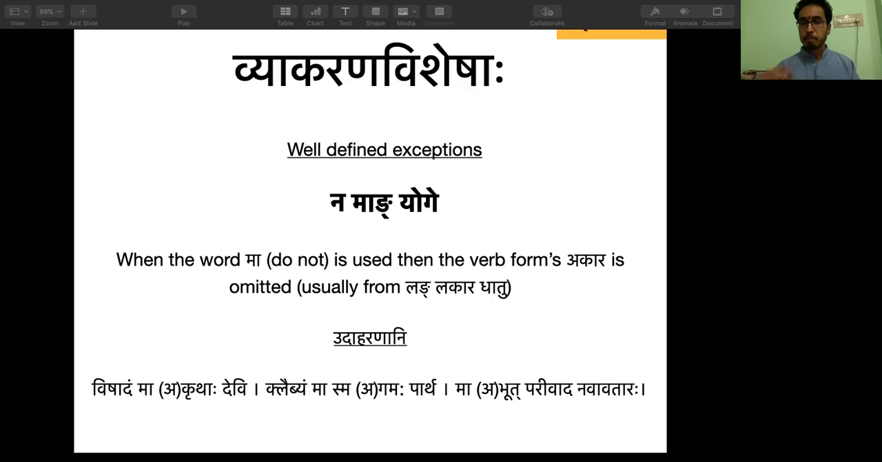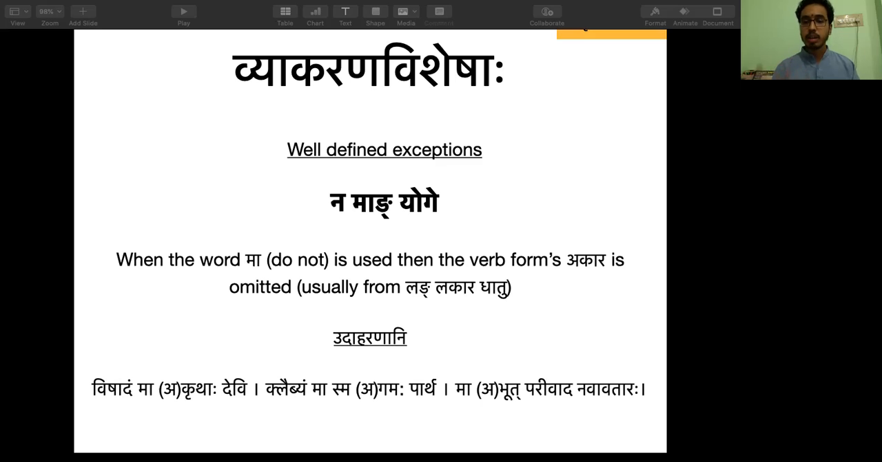According to this rule, whenever the word ma, which means do not, is used in a sentence, then the verb which has an akara at the beginning will be omitted and the remaining part only will be used. For example, ma vishadam kritha devi. Here akritaha is the word, but since ma is used in the sentence, a has been omitted and only krithaha has been used. This is how you can explain in the exam.